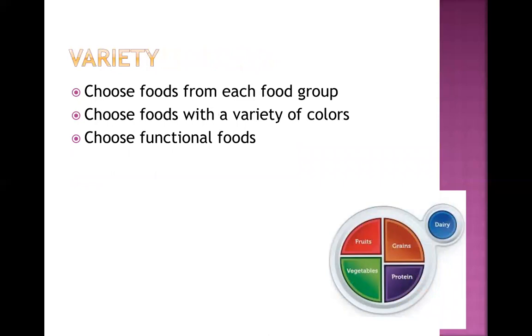Variety. Variety is very important. Choosing foods from each group. We've got our proteins, our grains, our fruits, our veggies, and our dairy. Choosing a variety of color because different foods provide different antioxidants, different phytonutrients, and choosing functional foods, foods that will give you an extra advantage, such as foods with some probiotics or prebiotics, the healthy bacteria that live in your intestine or the food that those bacteria need, or some foods with some omega-3 fatty acids that can serve anti-inflammatory properties.